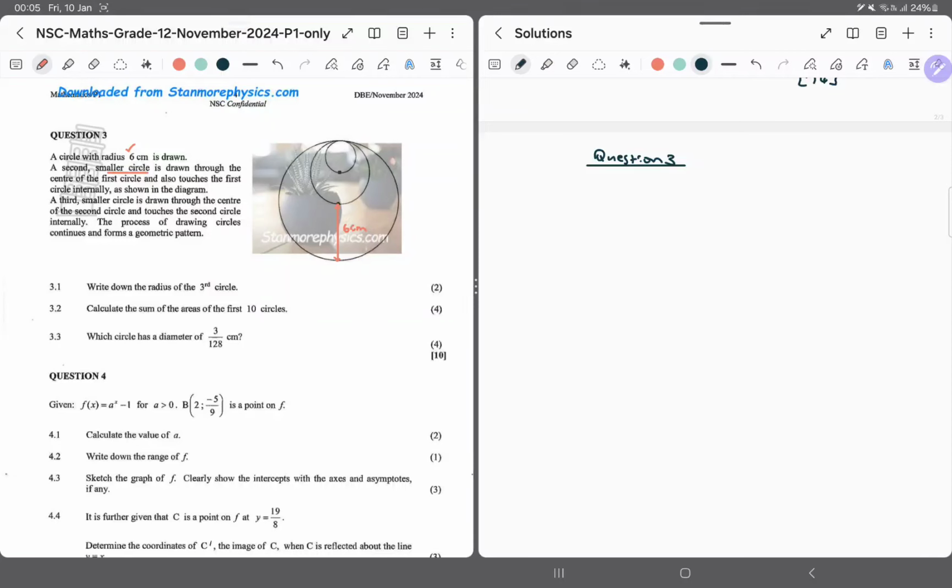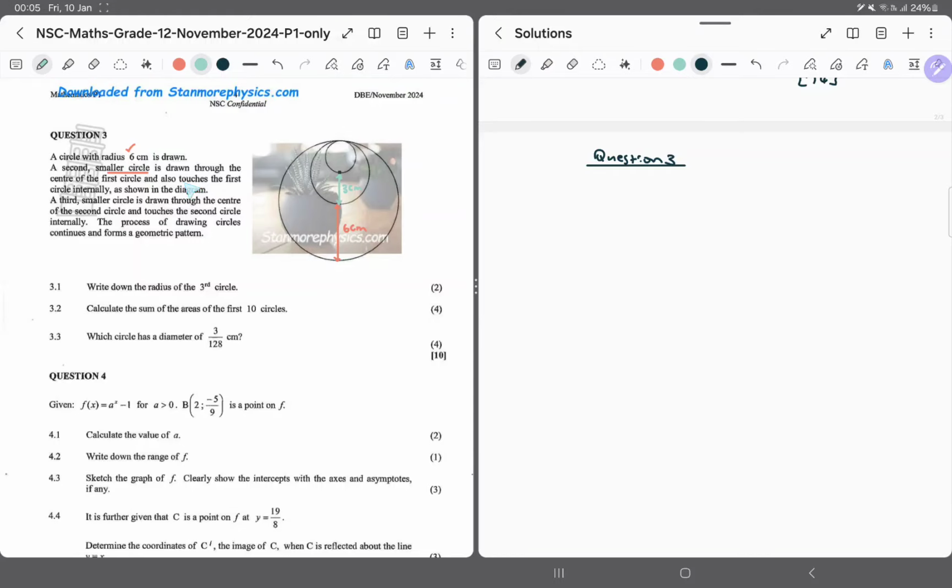Okay, and we drew another circle from that center. That means its diameter is going to be the radius of this bigger circle. Now that means its radius is going to be half the radius of the bigger circle. So this is going to be 3 centimeters. Okay, it helps to analyze these things, folks.